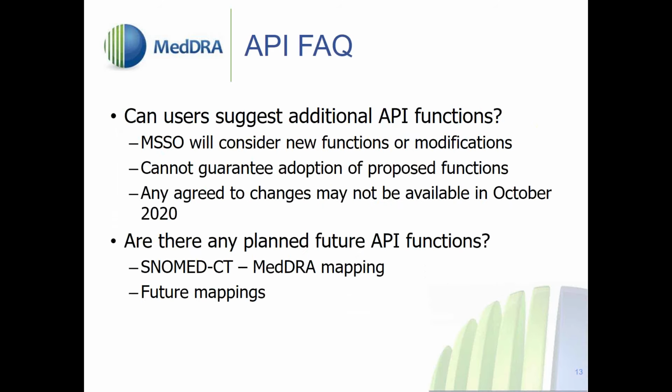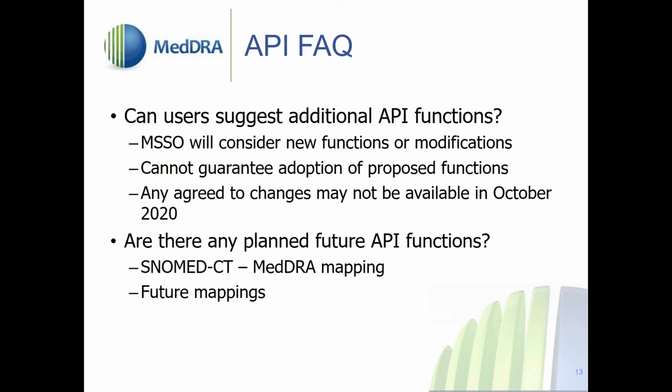Is it possible for users to suggest additional API functions? The answer to that is yes. You certainly may do that in your feedback. However, the MSSO cannot guarantee that we would adopt any of the proposed features or functions. And for those that we do agree have utility across the MedDRA user community, we could not guarantee that we'd be able to do that before the October deployment plan that we have. Our focus is to get this core set of APIs out first before we do additional work.